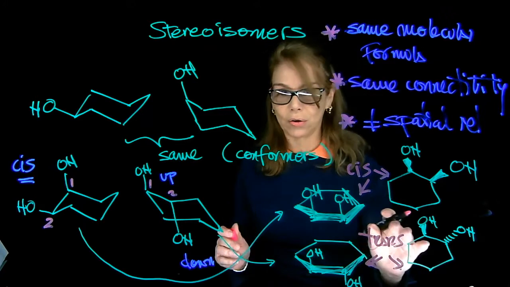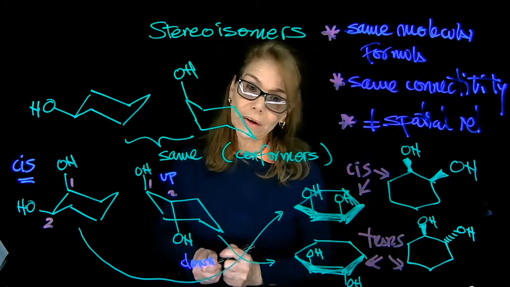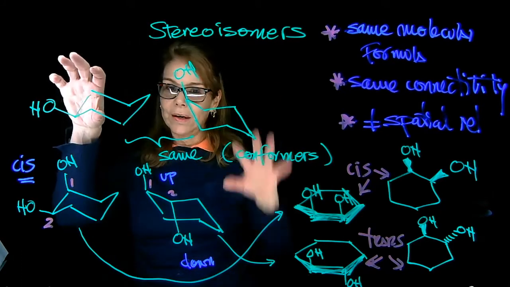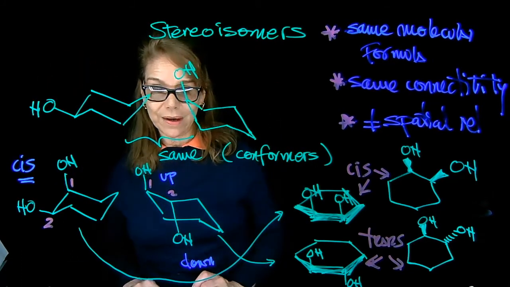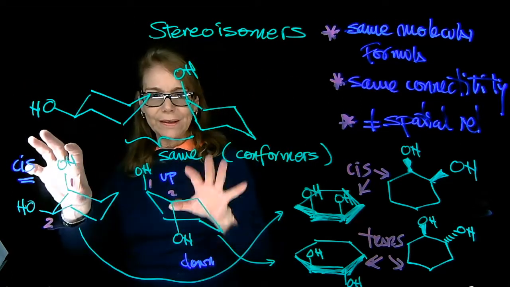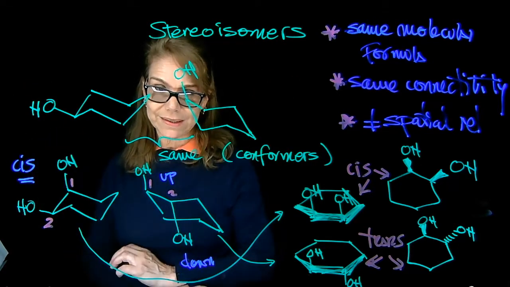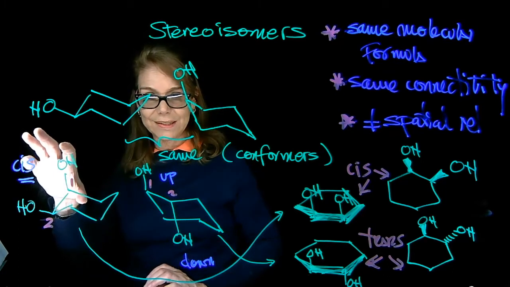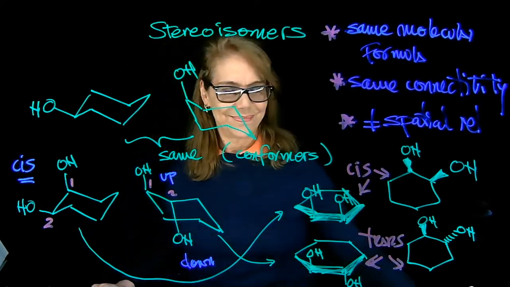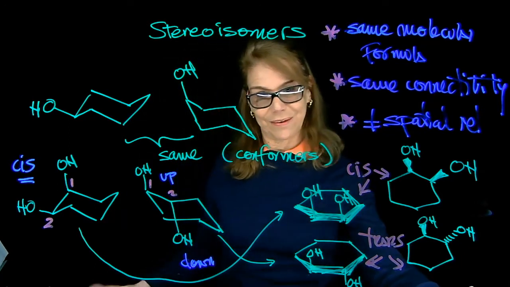Again, these are all different drawings. If you have a question on a test asking what is the relationship between these molecules, here you will say they are the same. It's just conformers. And here's the flip chair. And here, these two are two different stereoisomers. This is the cis, and this is the trans. We're going to be doing more examples of that in the next video.